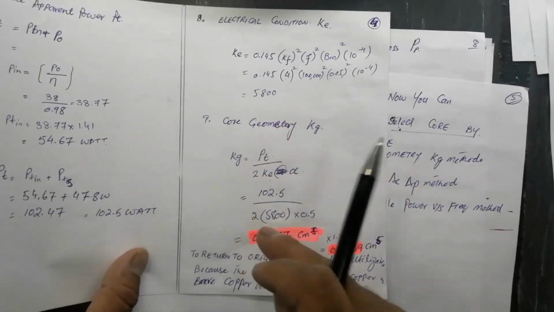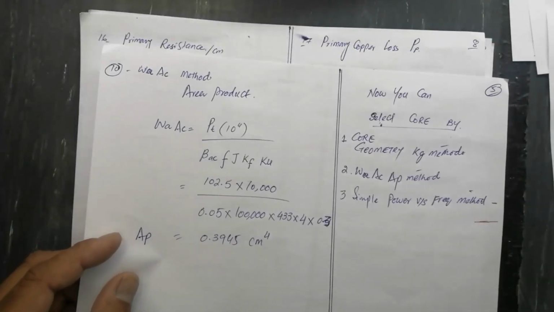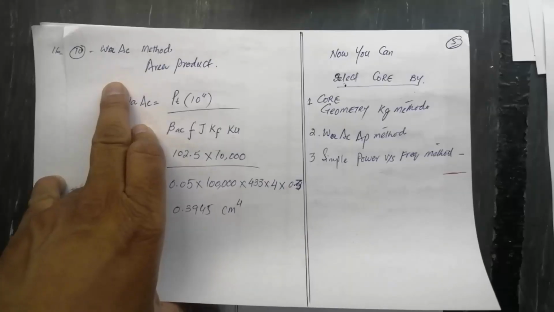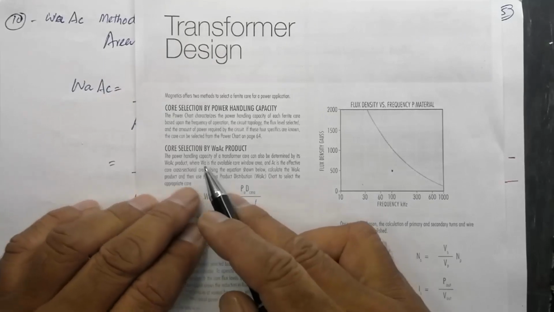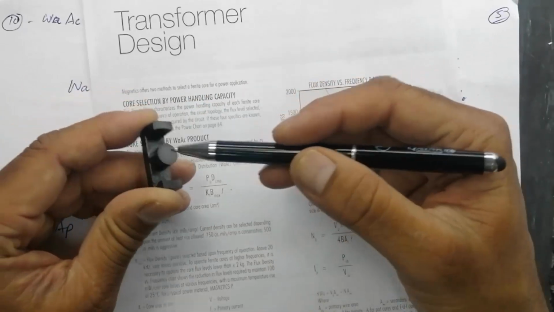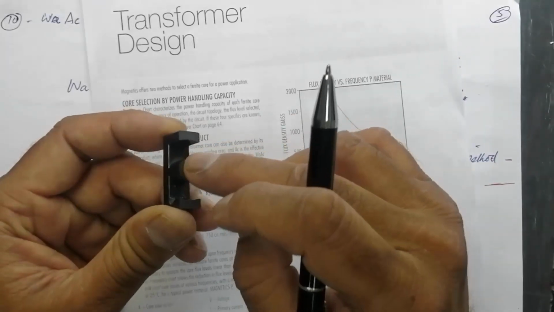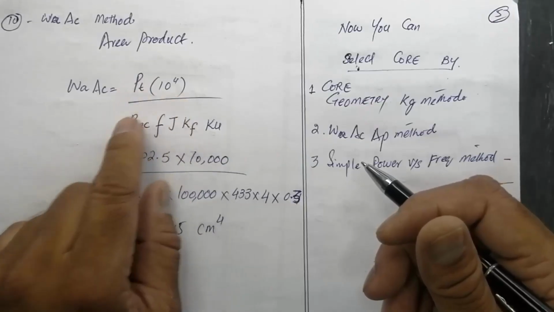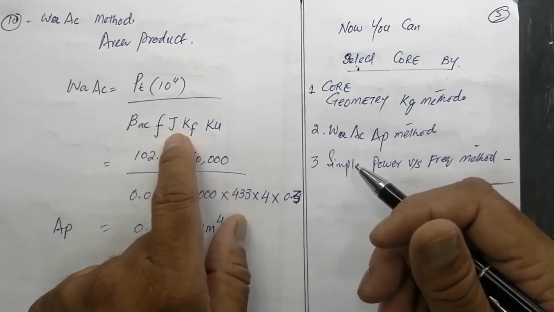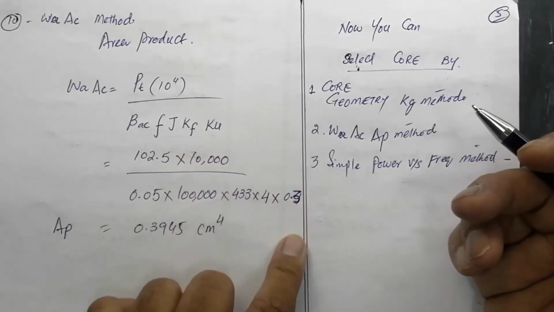This method was used to select a core by core geometry. And if we want to select, there is another method, that is the WaAc chart. Then there is another method, core selection by WaAc product. In this method, we take the window area and cross-sectional area. PT, apparent power 10 raised to power 4, BAC, frequency, current density J, or KF, frequency factor, KU, window fill factor.